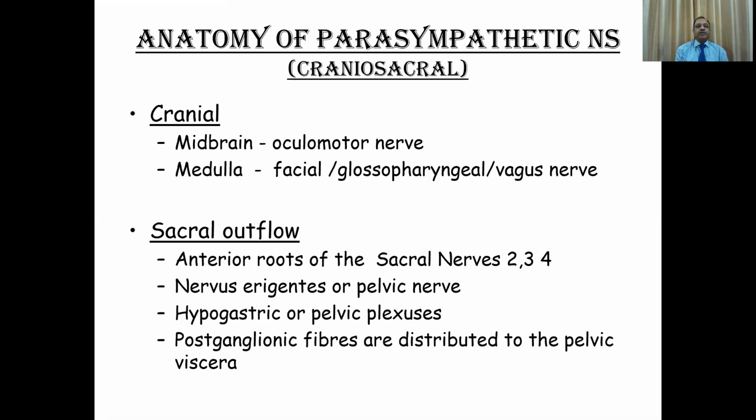So the cranial part of the parasympathetic is formed by 4 cranial nerves: the oculomotor nerve, facial, glossopharyngeal, and the vagus nerve, whereas the sacral outflow comes from the anterior roots of the 2nd, 3rd, and 4th sacral nerves. These roots join to form the pelvic nerve or the nervi erigentes, and they also take part in the formation of the hypogastric or pelvic plexus. And the postganglionic fibers from here are distributed to the pelvic viscera.